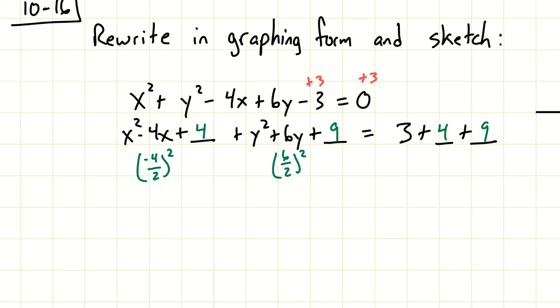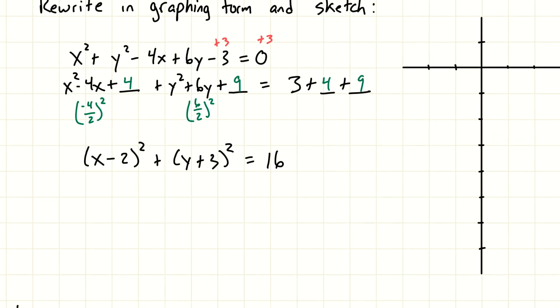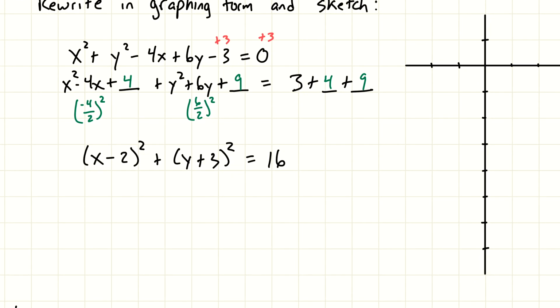All right, which means those are perfect squares. So I should be able to write this as x minus 2 squared. You'll notice it's a minus 4, so this becomes a minus 2. It'll be half. So this is going to be plus y plus 3 squared, right? Half of positive 6 is positive 3. And then on the other side, we're left with 3 plus 4 plus 9, which is 16. All right, that's graphing form for us. So that's nice.